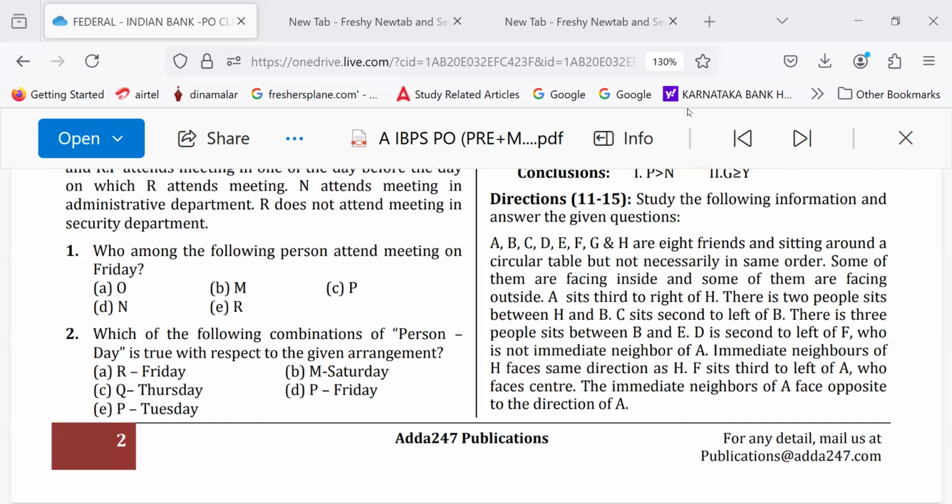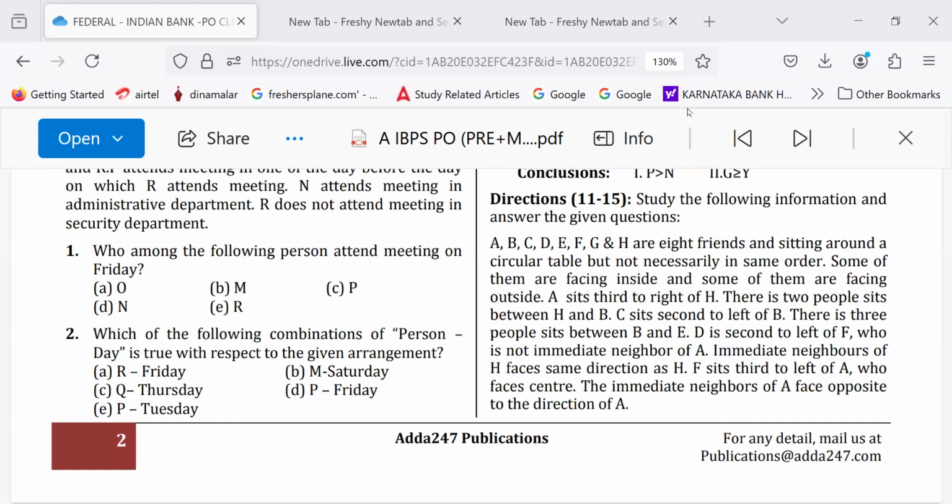Using this, you can draw. Then what else is available? A sits third to the right of H. Because one place third is given to F, another place is now given to H. So it should be in the other direction. And H will be facing opposite direction. So that much we can know.